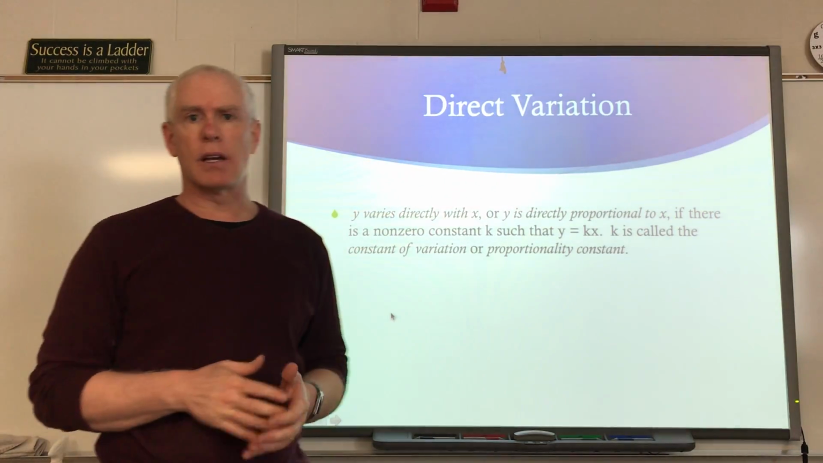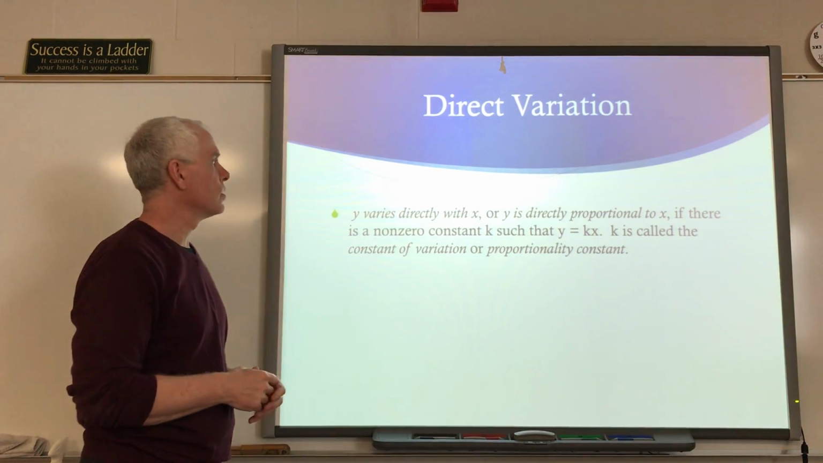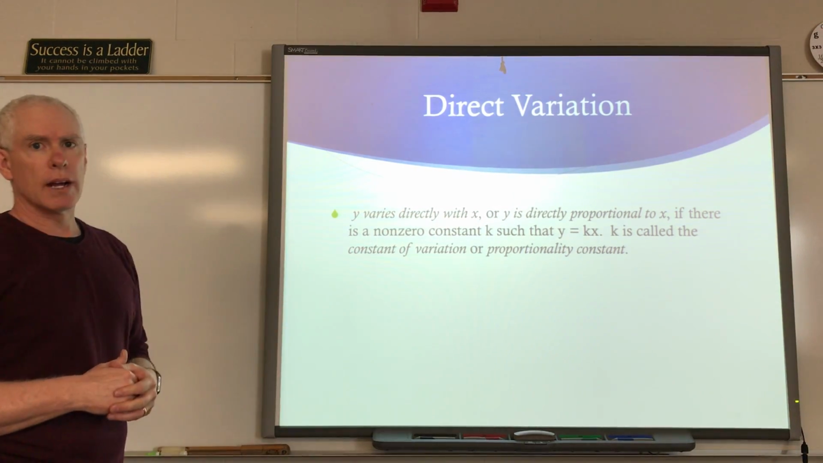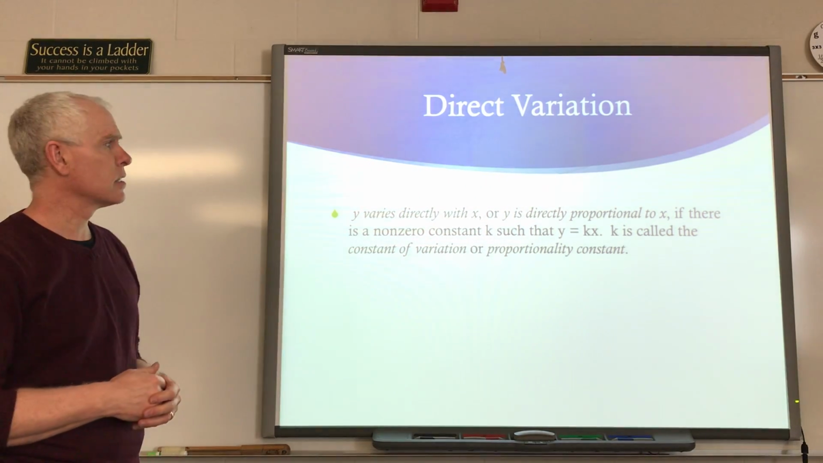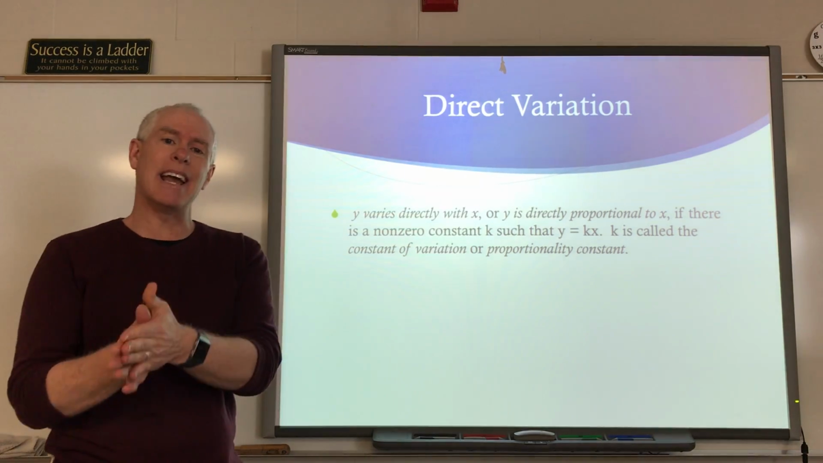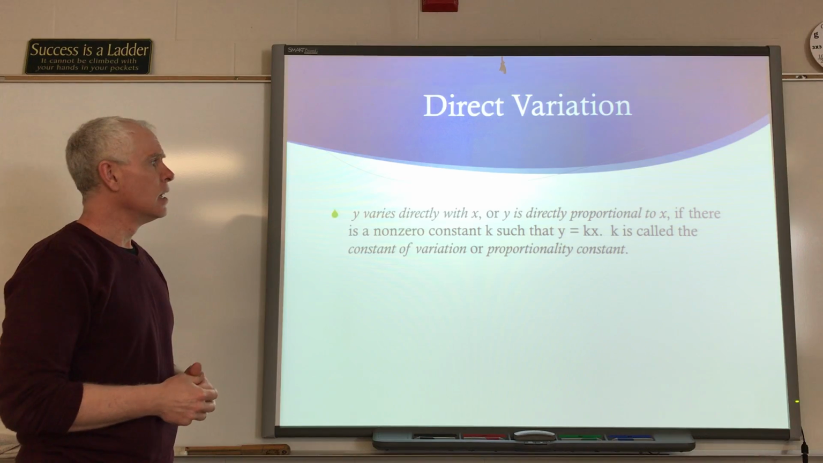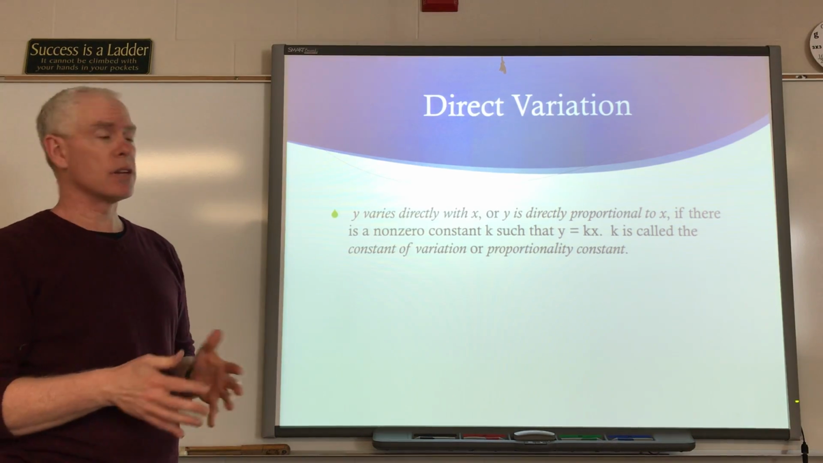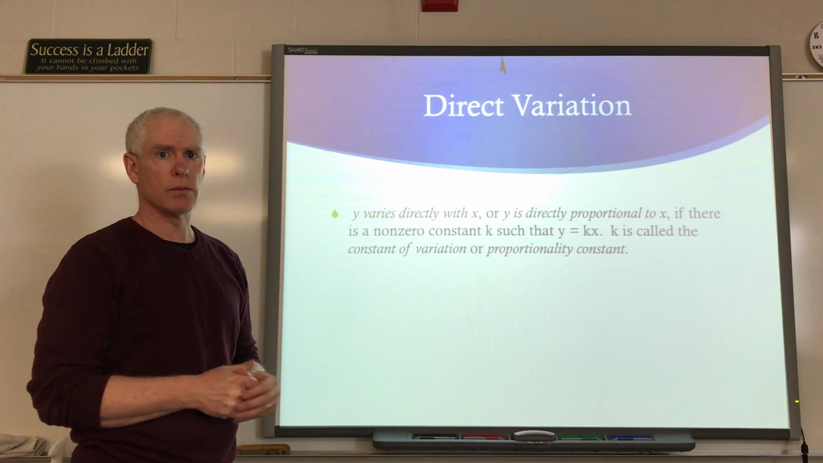So this section we're going to talk about direct variation and inverse variation. We're going to start with direct variation. So y varies directly with x, or y is directly proportional to x, if there's a non-zero constant such that y equals k times x. That's important because with inverse variation it's different. K is called the constant of variation or the proportionality constant. Make sure you guys have that formula down somewhere.